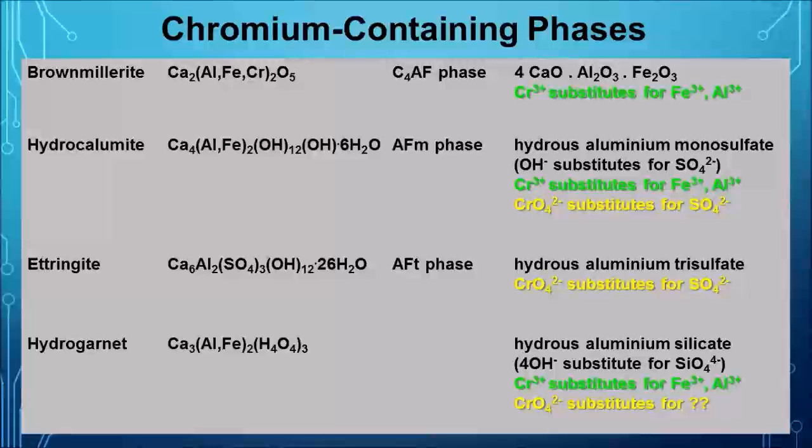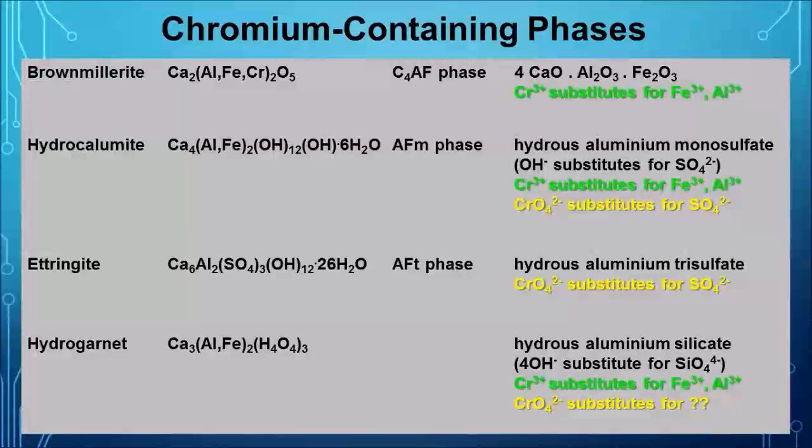Now, the substitution patterns I'm showing here, these are ones that we found in the literature. For example, for the hydrocalumite, there had been a study done in chrome, hard chrome plating works, where the cement from the floor was analysed, and we knew it had been contaminated with chromium-6, and they showed that there was chromate present within that hydrocalumite structure. So we knew we were on the right lines here.